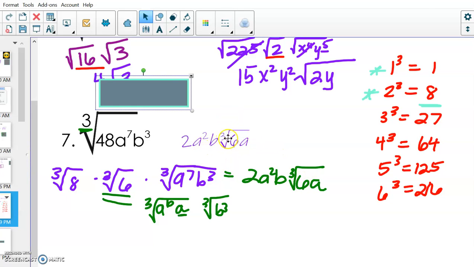Now what I want you to notice here is that the 3 is the index. Sometimes with how the typing is, people think it's b to the 3rd square root of 6a, but it is the index right here. So just be aware of what you're looking at.